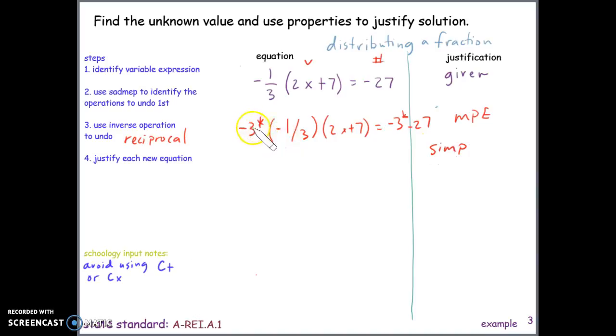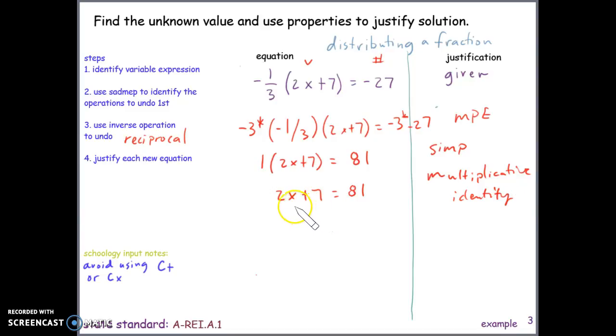When we simplify, we know that reciprocals multiply to 1, and so we're left with 2x plus 7 equals negative 3 times negative 27 is a positive 81. And now we know that 1 times anything leaves that value unchanged, so we can go ahead and rewrite this as just 2x plus 7 without parentheses now that we don't have the 1, equals 81. This is the multiplicative identity.